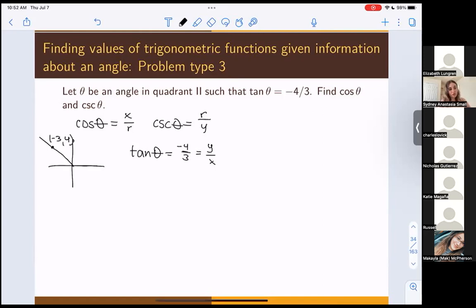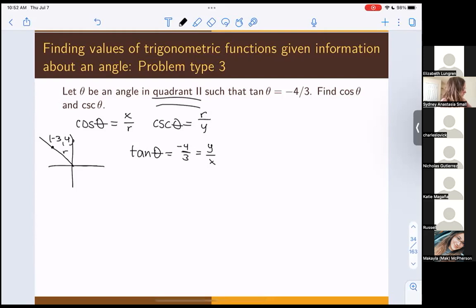You should always do that check in your head, because when it gives you the quadrant and the tangent, you know that if the tangent's positive, say if theta was +4/3, either both the x and the y were positive or both the x and the y were negative. If the tangent is negative, like in this case, you know one of the x or y is negative, and you have to use the information about which quadrant to figure out which it is. Okay, so we know it passes through that point here.